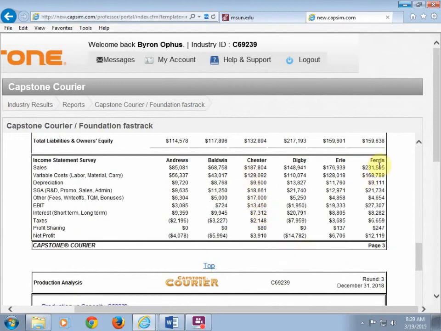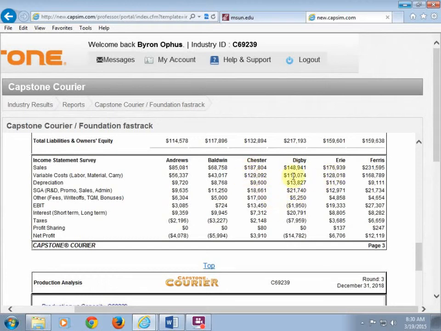Sales, again, we looked at those up above. I thought I said Digby was third. Digby was fourth in total sales, right? So they got by far the biggest company, and yet they're only fourth in terms of total sales. Okay.